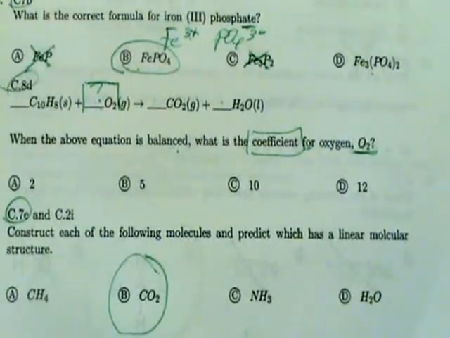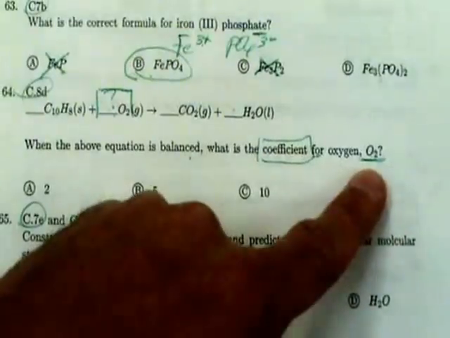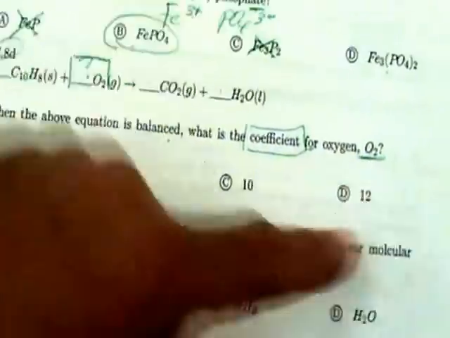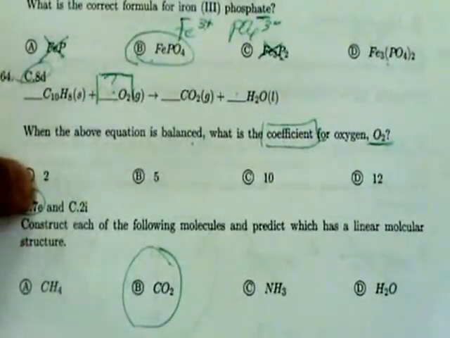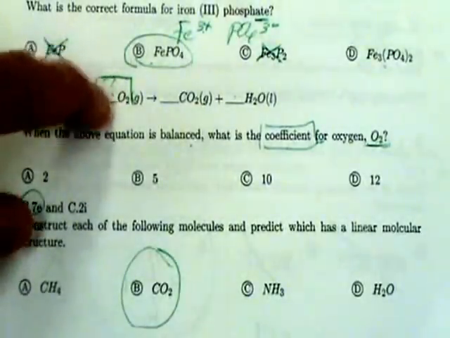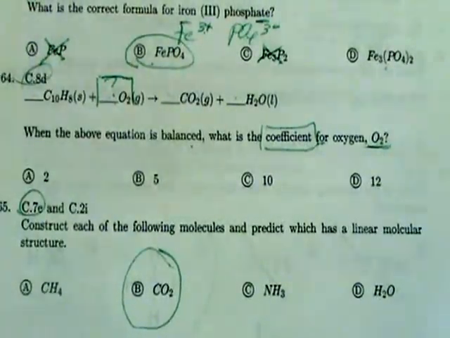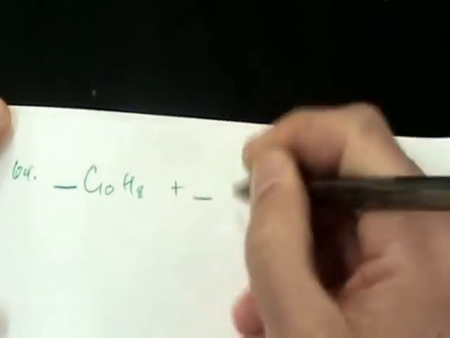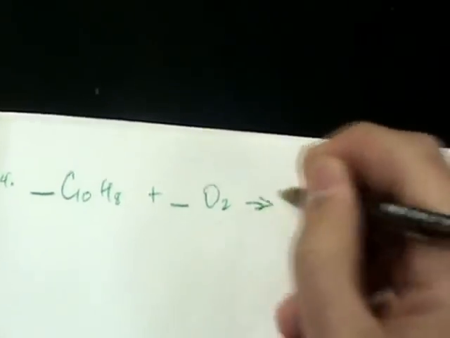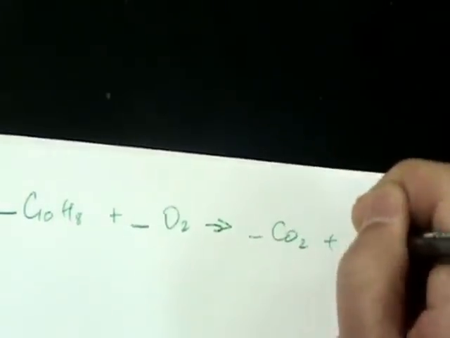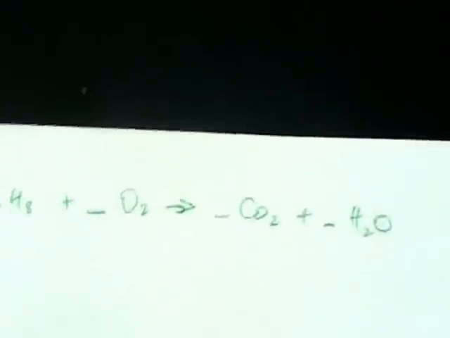Now, here's the thing. Do we have to balance everything in order to find out the answer to this one? The answer is obviously yes. You cannot just write down the choices here and guess. So it's always good to balance the whole equation. So let's write it down here in 64. We have C10H8 plus your oxygen gives you CO2 plus H2O.